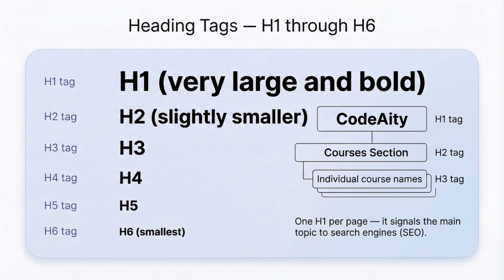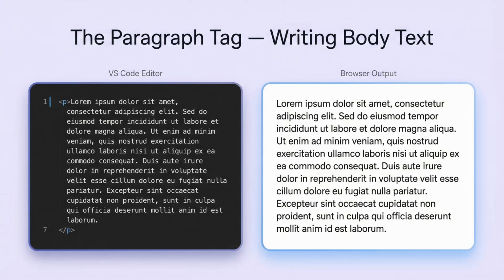On a homepage for a coding platform, the platform name or main tagline gets H1. Section titles, like Our Courses, get H2. Individual course names inside that section get H3. It's like a company hierarchy: CEO at the top, then managers, then team members. Structure matters for SEO. For regular body text, descriptions, explanations, any block of readable content, you use the paragraph tag, written as just the letter P. Wrap your text between the opening and closing P tags, and it renders as a clean paragraph.